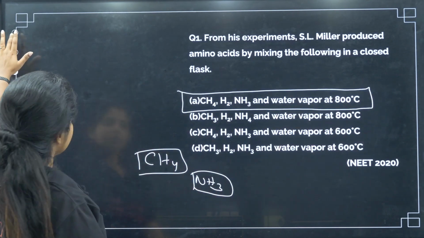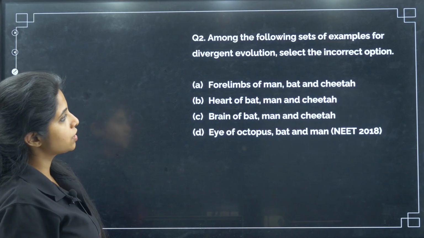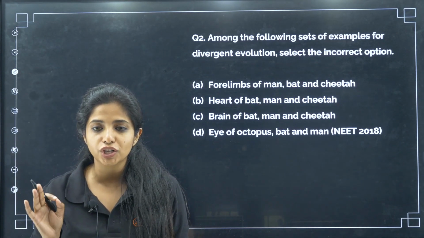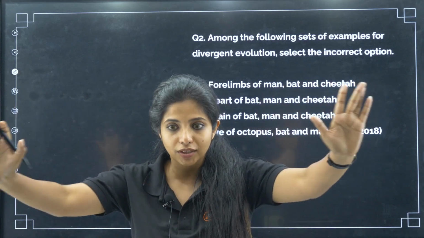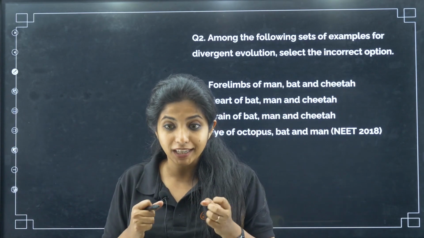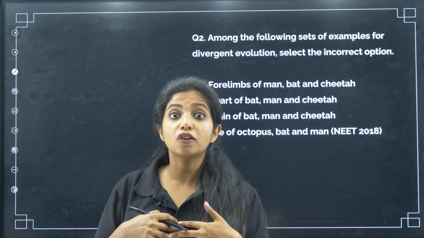Works? Chalo. Next question. Among the following sets of examples for divergent evolution, select the incorrect option. What do you mean by divergent evolution? That means 2 organisms are diverging. They are moving away. But if they are moving away, probably they were at the same point. So can I say they had common ancestors?